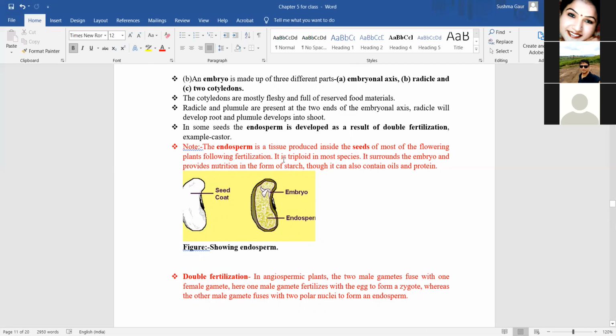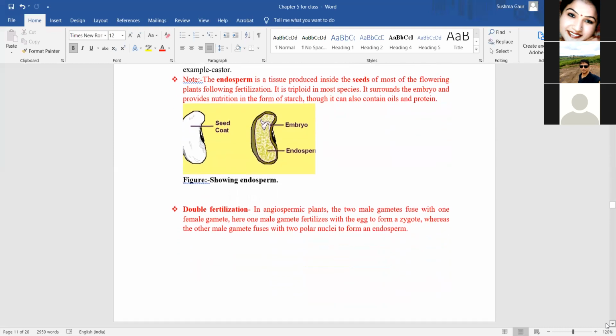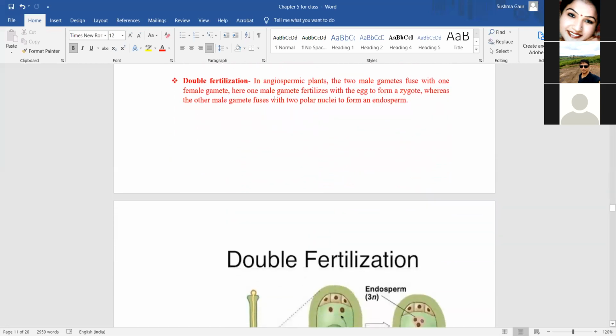It is responsible for providing nutrition in the form of starch. Okay, this endosperm is basically responsible for providing nutrition to the seed. ठीक है? Yes, Shreya? Yes, ma'am. In many seeds, this endosperm is developed as a result of double fertilization. So double fertilization क्या होगा? What is double fertilization? In angiospermic plants. So what are angiospermic plants, Shreya?